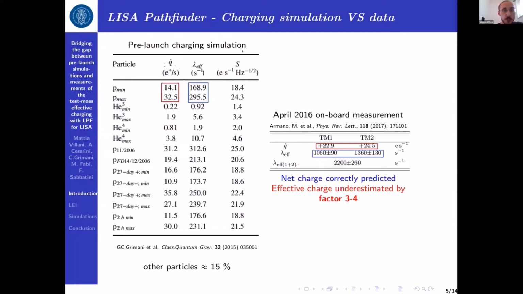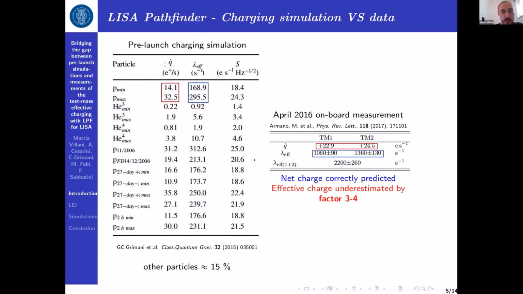The pre-launch simulations carried out in 2015 gave this result. The net charge was constrained between 14 and 32 charges per second, while the effective charging was confined between 170 and 300 charges per second. In April 2016, when the measurements were carried out, they found that the test mass net charging was 23 charges per second, so it was well constrained by the simulations. While the effective charging was underestimated by a factor of 3-4, even including a contribution from other particles, which is about 15%.